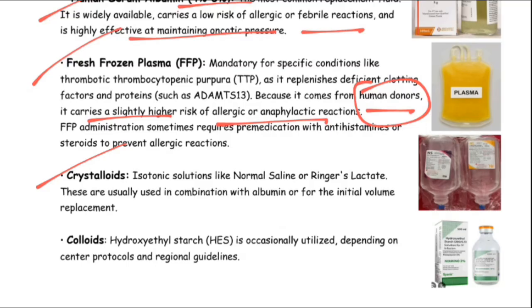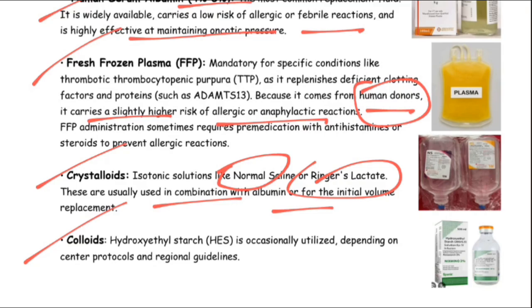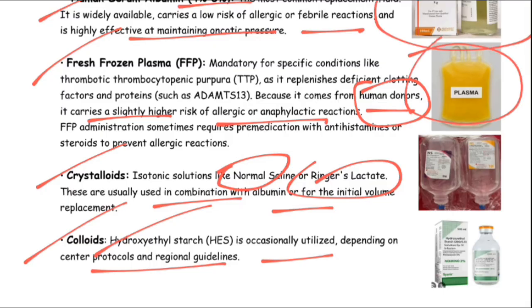Crystalloids: isotonic solutions like normal saline or Ringer's lactate are usually used, sometimes combined with albumin. Colloids: sometimes colloids are also used. Hydroxyethyl starch is occasionally used, and human albumin is also a colloid in medical terms. We can see the photos of every replacement solution on that page.